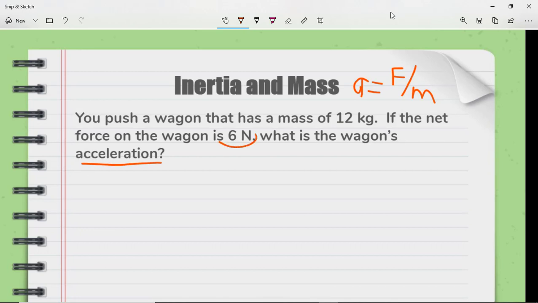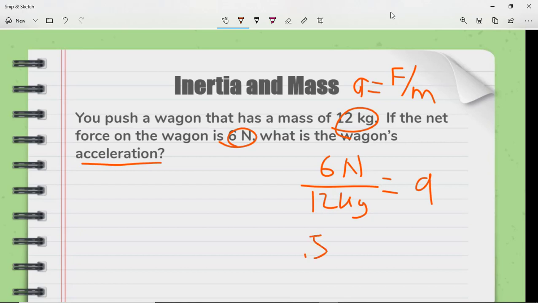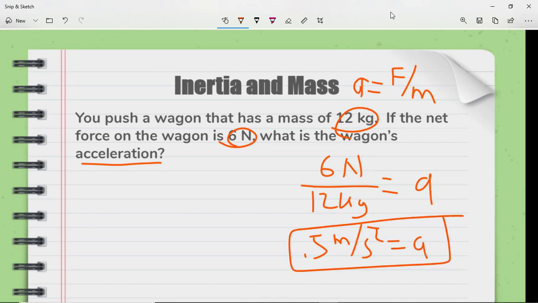We're given the force, and we're given the mass. So, let's divide. 6 newtons over 12 kilograms equals acceleration, 0.5 meters per second squared equals your acceleration. Again, just another problem where we can simply plug in our numbers and solve for our unknown.